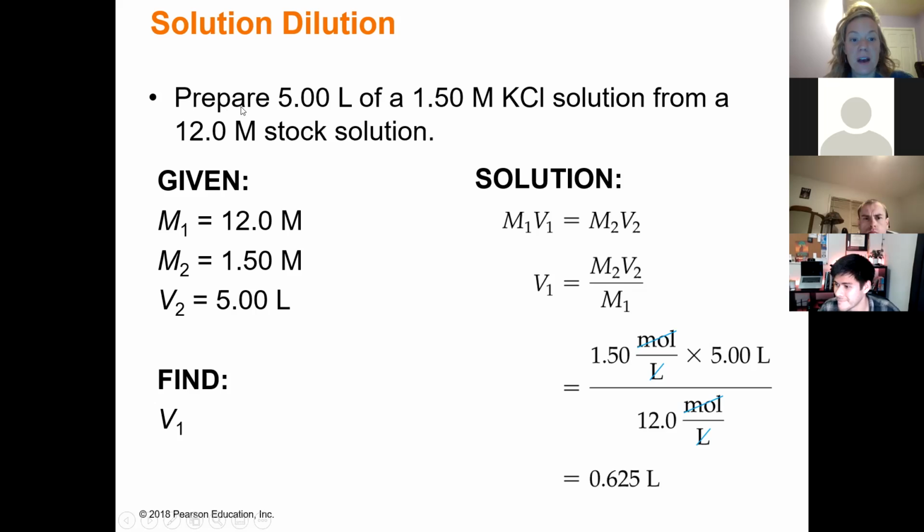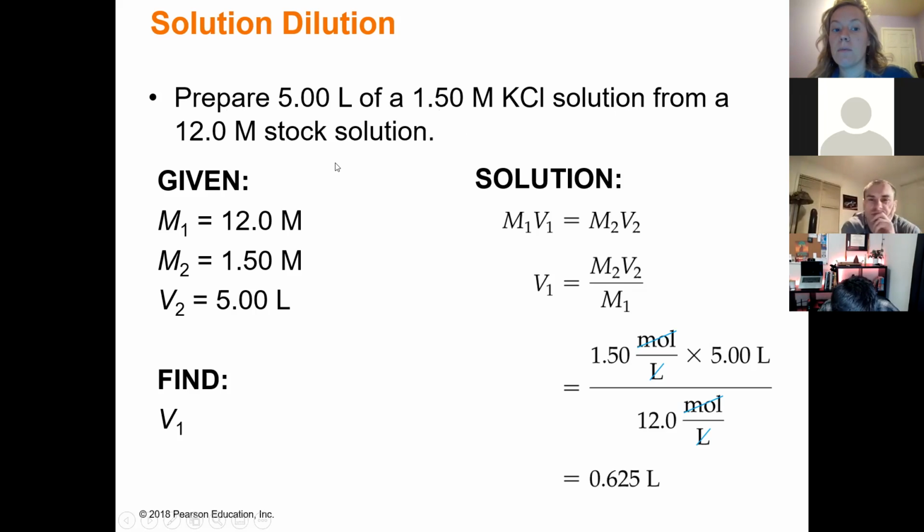Here is another problem. It says prepare 5 liters of a 1.5 molar KCl solution from a 12 molar stock solution. And it's just like, what is the initial volume? How much of that 12 molar stock solution do I need? So in this case, we're solving for V1. We know the initial concentration is 12. We know that we want a final concentration of 1.5. And for whatever reason, we need exactly 5 liters of it.